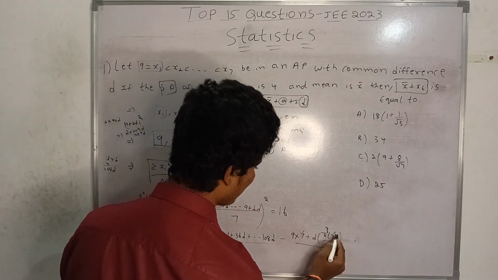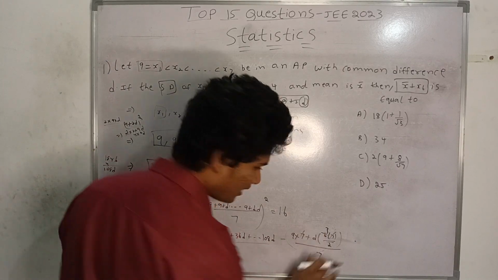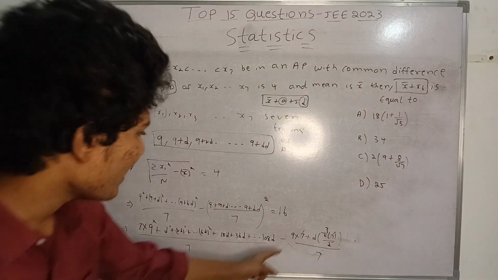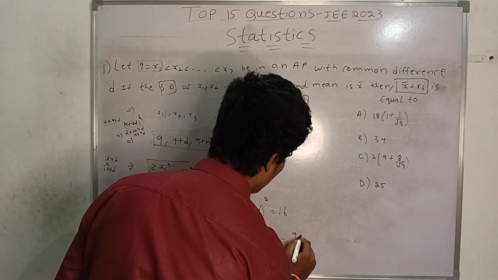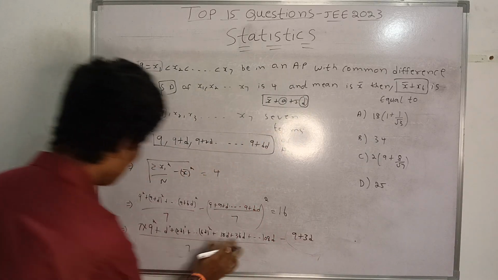That is 9 plus 3D. The final output here is 9 plus 3D, because 9 is here plus 3D. So I can write this as 9 plus 3D. And now let's see this.